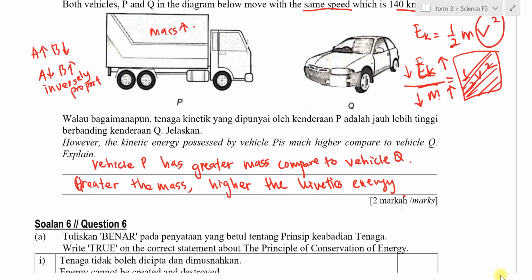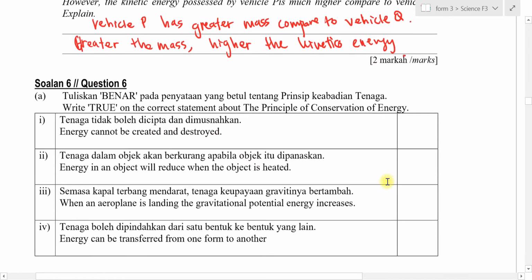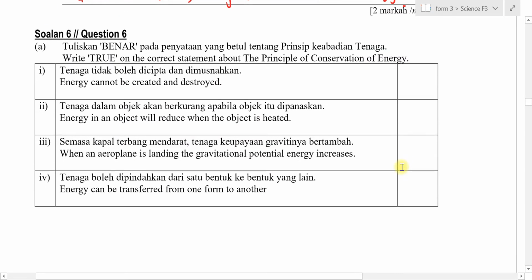Okay, please copy down. Now we go to question 6. Question 6 is about the principle of conservation of energy. Remember, what does the principle of conservation of energy tell us? Energy cannot be created or destroyed. Yes, that is true. And energy can be transferred from one form to another. These are the only sentences related to the principle of conservation of energy.